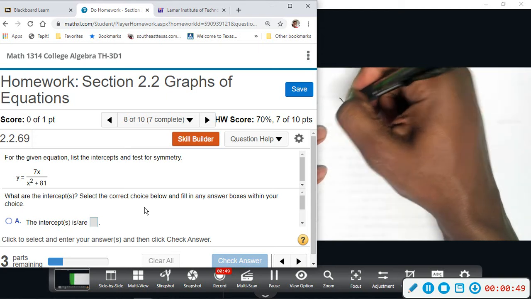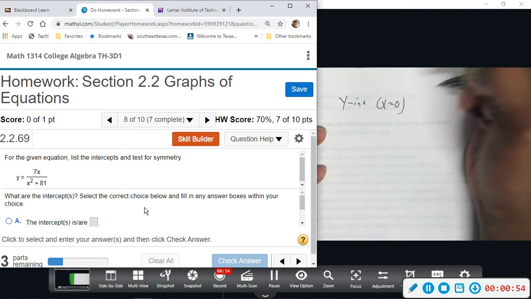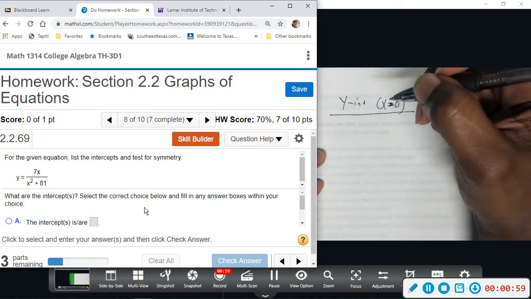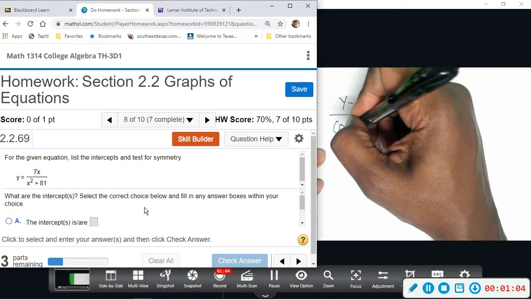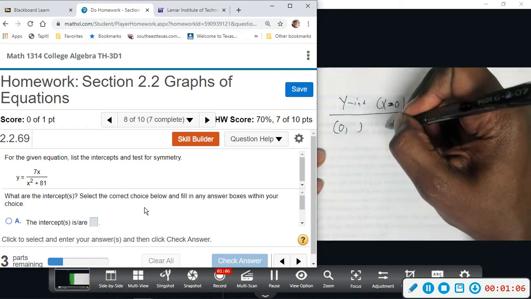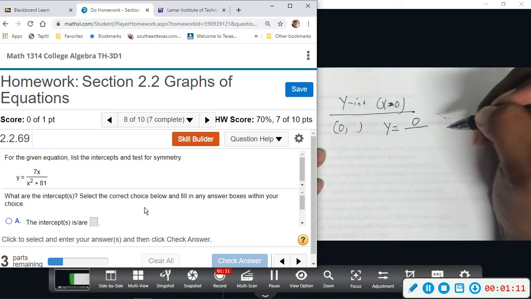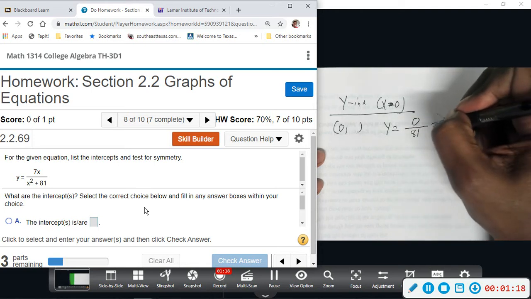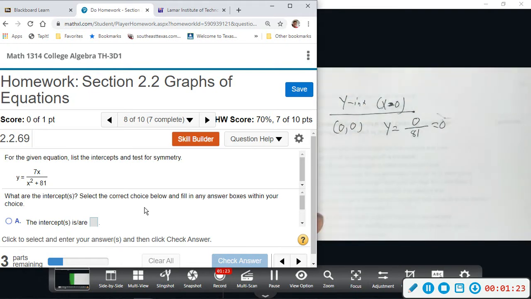So y-intercept, x is 0. That means we would have ordered pair 0, comma something. So we would have y equals, if we plug a 0 for x on the top, we would end up with 0. If I get 0 on the top, it doesn't matter what's on the bottom, it would just end up being 81. And 0 divided by any number is still 0. So our y-intercept is 0, 0.